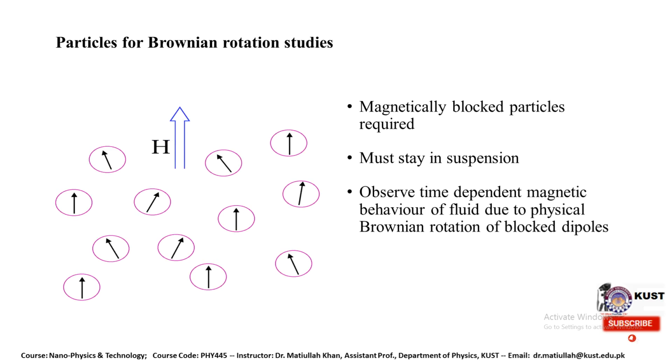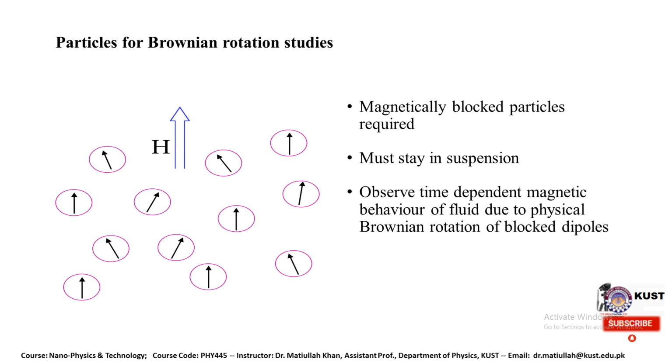So we have particles for Brownian rotation studies. Just like with gas molecules, or even water molecules, there is Brownian motion, where particles move in different directions with no net directional motion. Here we can consider the same phenomenon, the particles for Brownian rotation studies. We need magnetically blocked particles for this particular case. External fields are applied, so they must stay in suspension. We need to observe the time-dependent magnetic behavior of fluids due to physical Brownian rotation of the blocked dipoles.